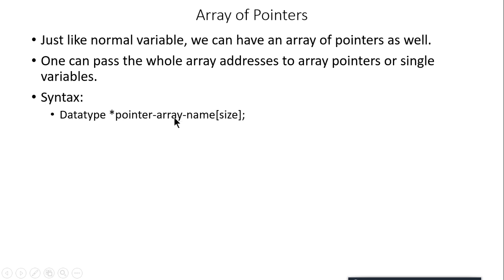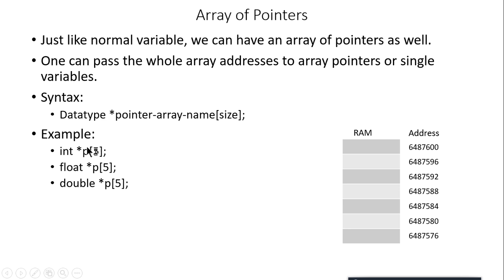How would you declare the array of pointers? You will say data type, then star, this represents the pointer variable, then any name for your pointer array, then inside square brackets you put the size of the array. For example, you see here int *p[5]. You can declare it int, float or double, any data type. So here I'm trying to create an array of 5. In memory, 5 memory blocks will be created and indexed from 0 to 4. As you know, an array starts from 0 and goes to n-1.